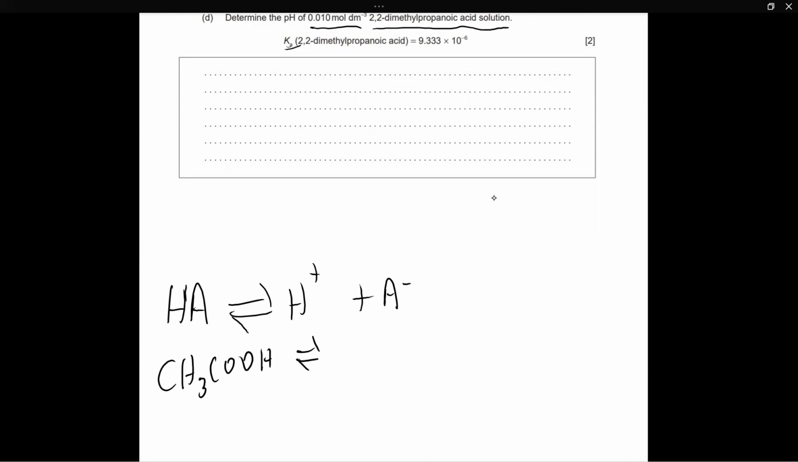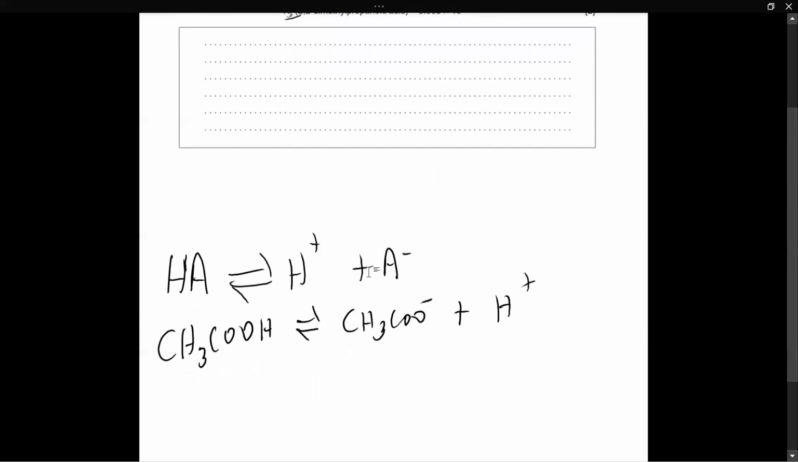So when ethanoic acid, when you put it in water, it dissociates, it breaks apart. So what does it dissociate into? It dissociates into CH3COO-, which is the ethanoate ion. And of course, it gives off one H+. So this is the dissociation of ethanoic acid.